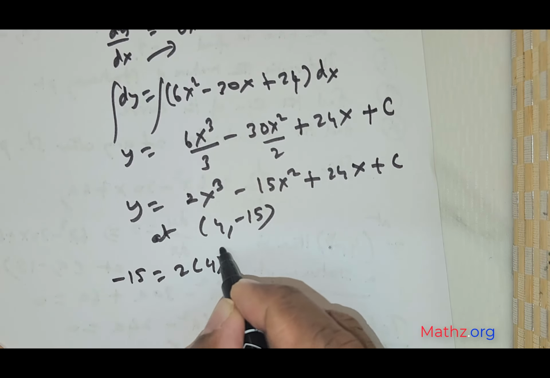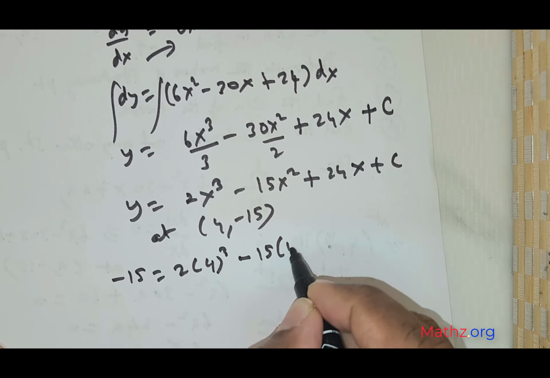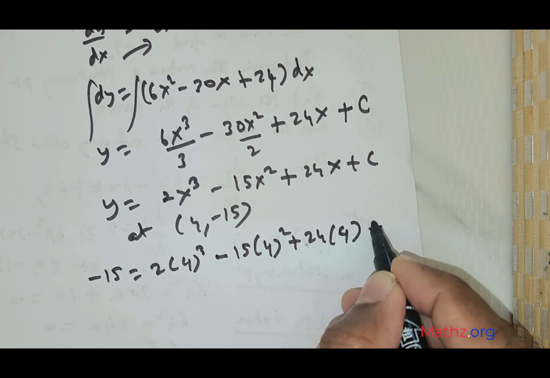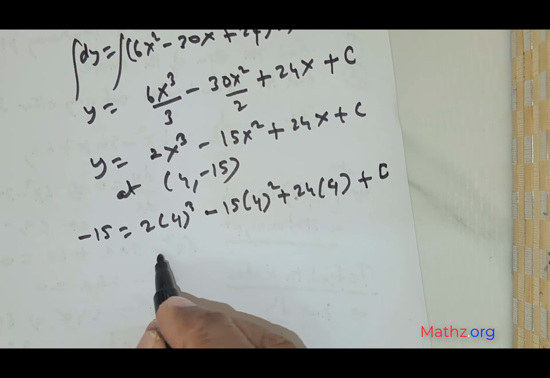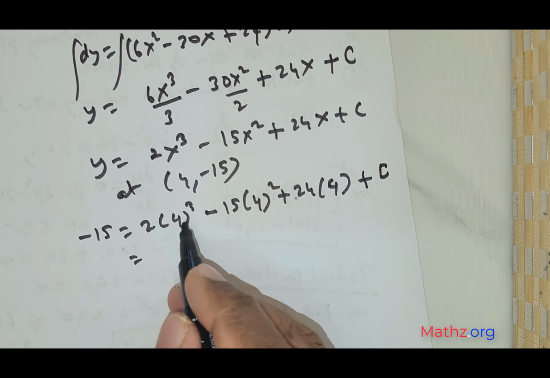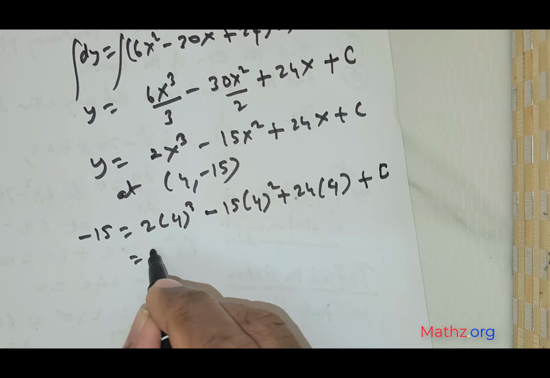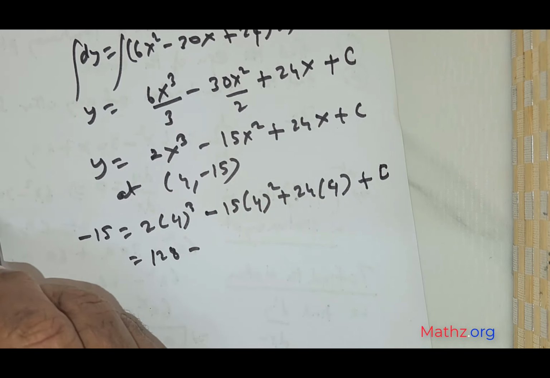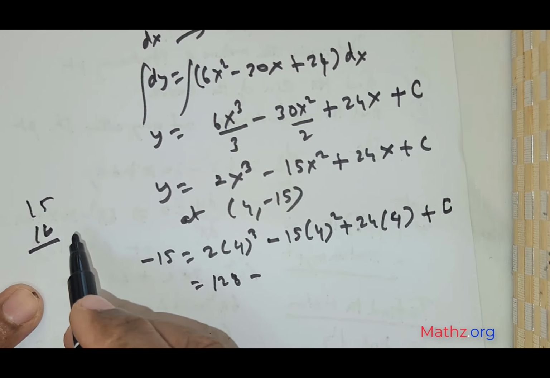2 times 4 raised to the power of 3, negative 15 times 4 raised to the power of 2, positive 24 times 4 positive c. So this is 4 cubed, 16 and 64. That's 128. 16 and 15. So 15 and 16. What is that?